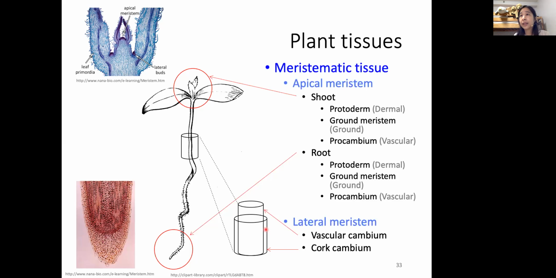Like this one is vascular cambium. Vascular cambium can produce more xylem and more phloem. And the last one, the outer part, is cork cambium. This one will produce the outer bark layer of the plants. If you think about a cork that caps a wine bottle, the cork is derived from cork cambium. It's a part of the outer bark of the plants.